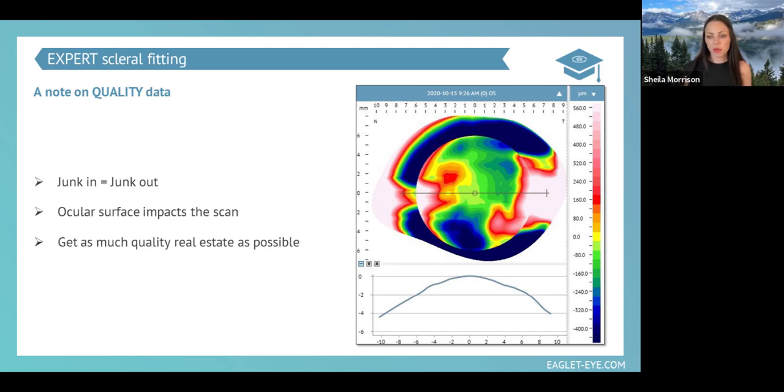But whenever possible, I would redo this, and I would not try to make a lens from this scan. You can see the data is all bumpy and the scan is not good quality. Ocular surface does impact it.